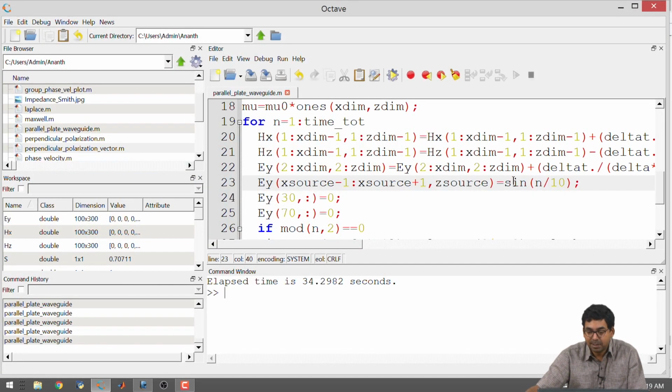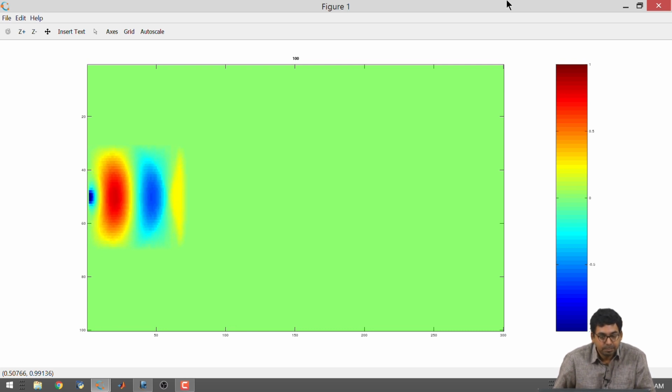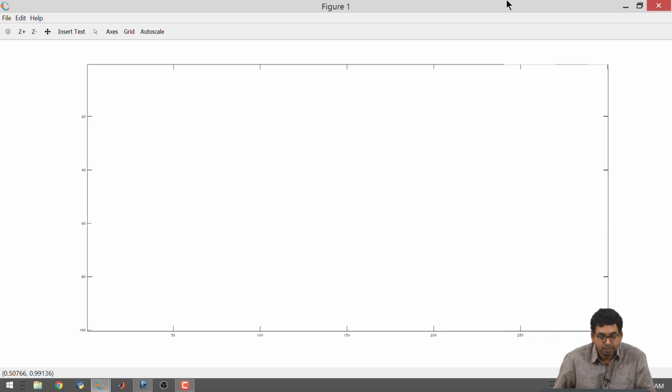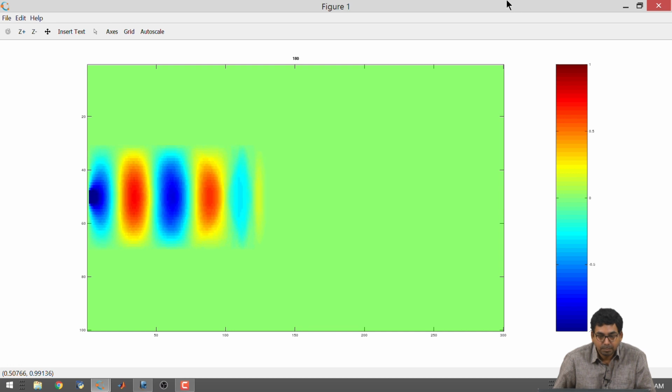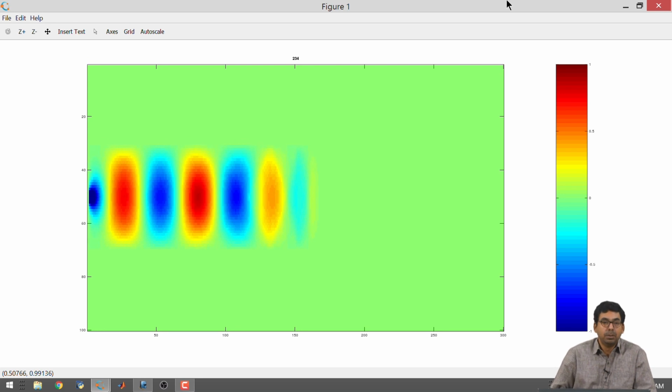In order to increase the intensity, all you need to do is multiply this with some constant. So, I can just put 3 times, etc., right. So, I will just run this again and then I will try to see what happens. Okay, seems like I am able to launch, all right.